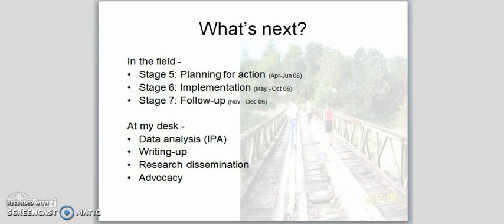While that's going on in the field, I also planned to go back to my desk, as this was part of my PhD, to look into the data, write it up, and disseminate it, and do a bit of advocacy work on the side to raise wider awareness and also to raise some funds to support the alternative learning system with the tribe. This was the plan anyway, but I would like you to hold on to that thought for now. We will get back to what actually happened later on in the presentation.